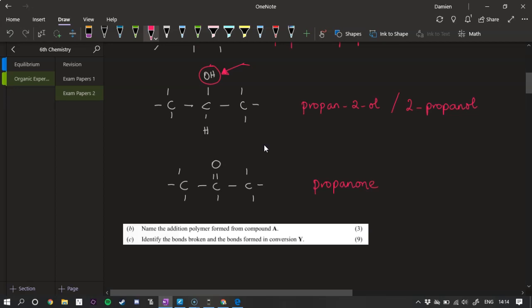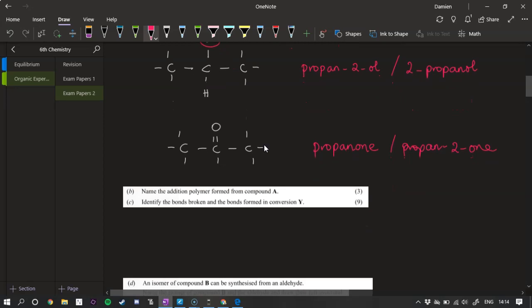Also, you can say propan-2-one if you want here as well. Propan-2-one. But the reality is that double bond can't be anywhere else. If that double bond was here at the end, double bond O is at the end, then this would become an aldehyde. So that's really the only place you can put it. But either way is perfectly acceptable.